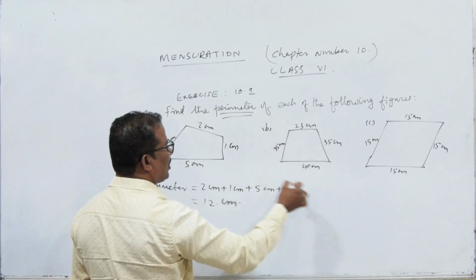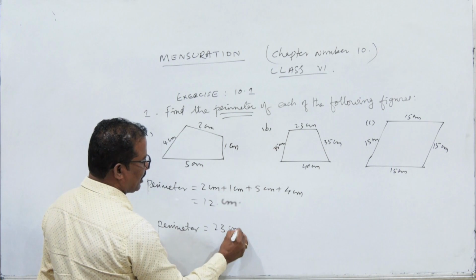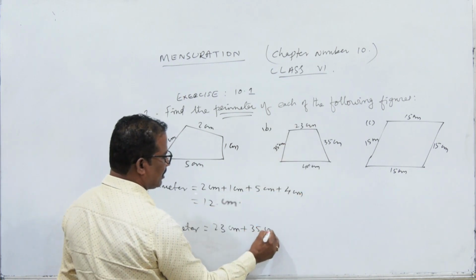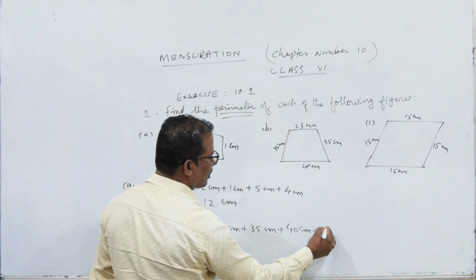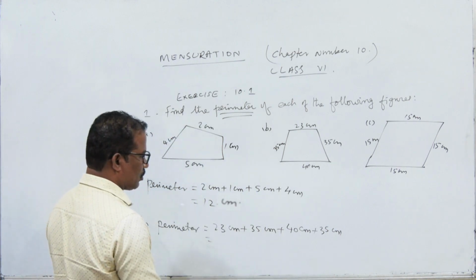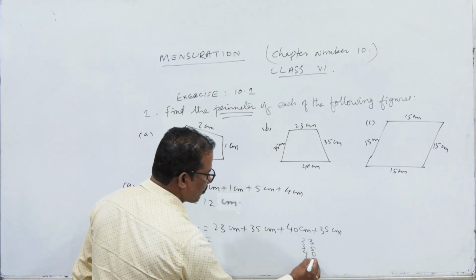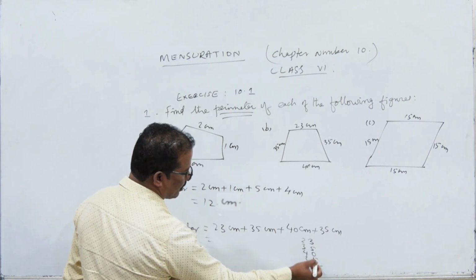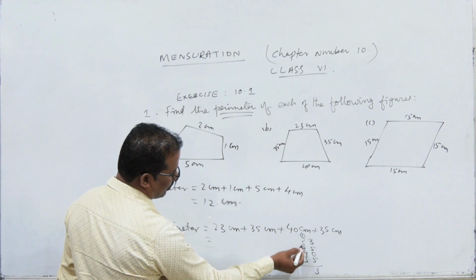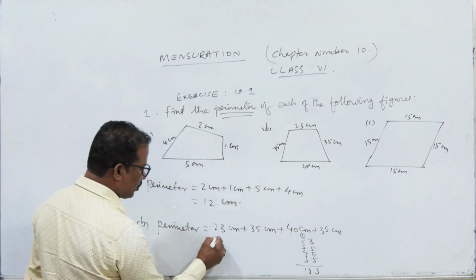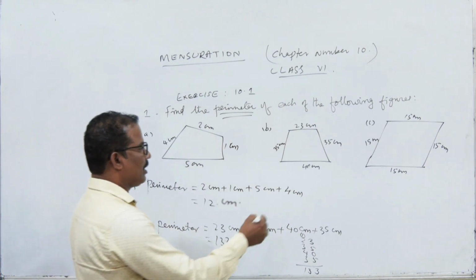Similarly for question B, we need to find the perimeter, that is the total length of the boundary of the figure. This length is 23 centimeter, then 35 centimeter, then 40 centimeter, then 35 centimeters. So the total length, you can write like this and add. It is 30, 1 carry, then 6, 10 and 30. So the total length is 133 centimeter. Understand all of you?